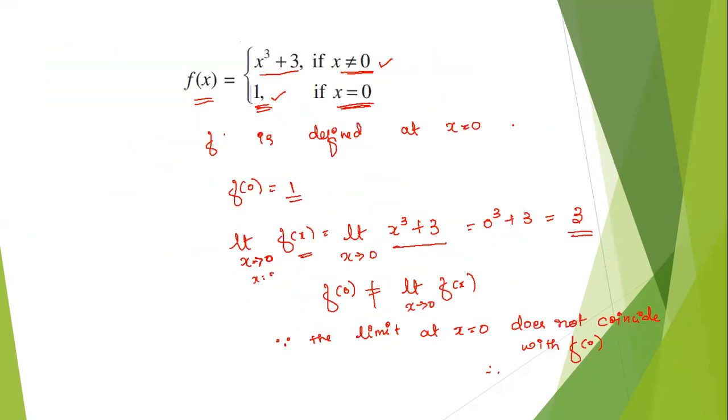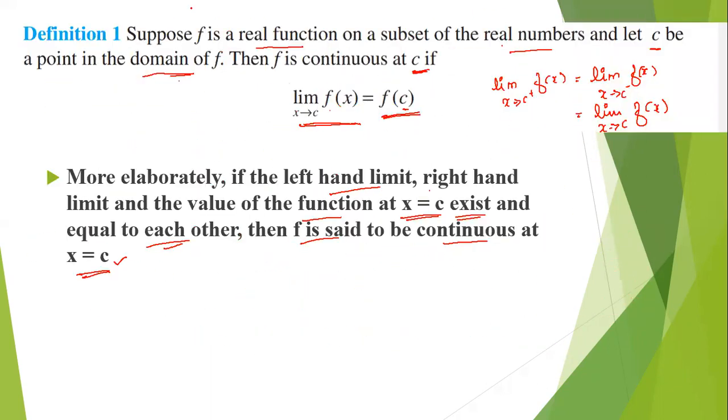So what was our definition? Definition is, suppose f is a real function on a subset of real numbers, and let c be any point in the domain of f, then f is continuous at c only if the limit of the function when x is tending to c is same as the functional value at c, then we say a function is continuous.